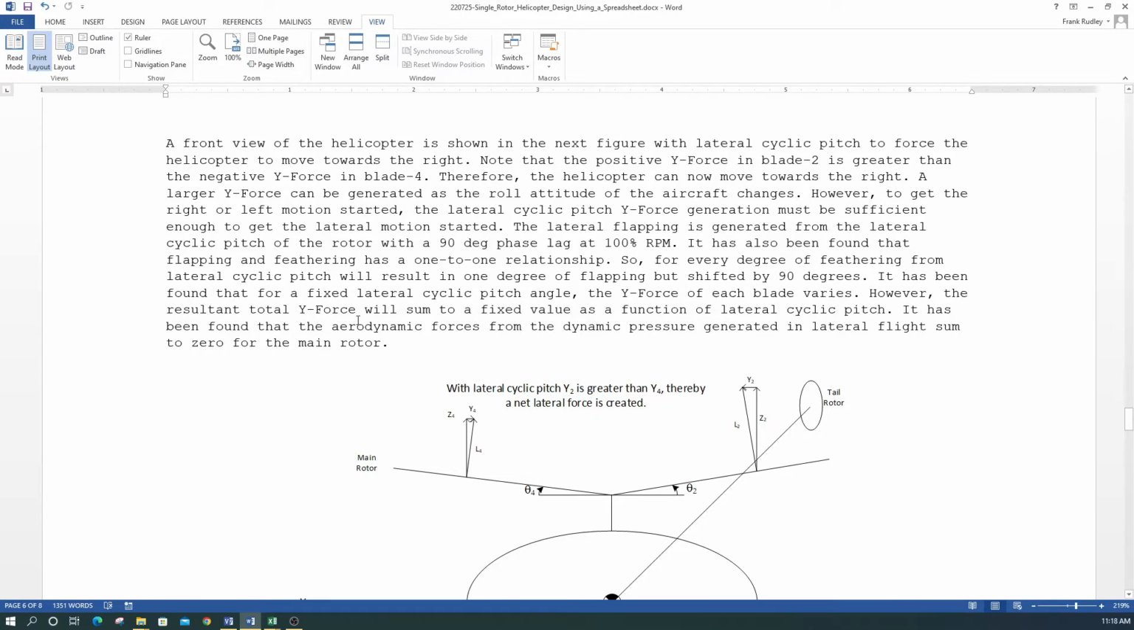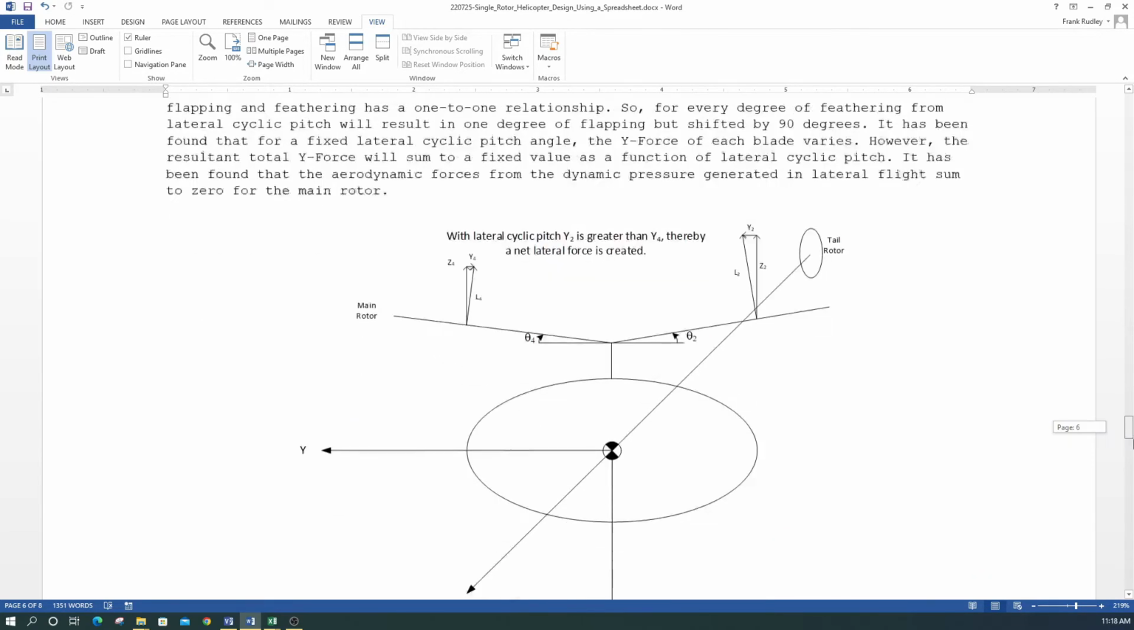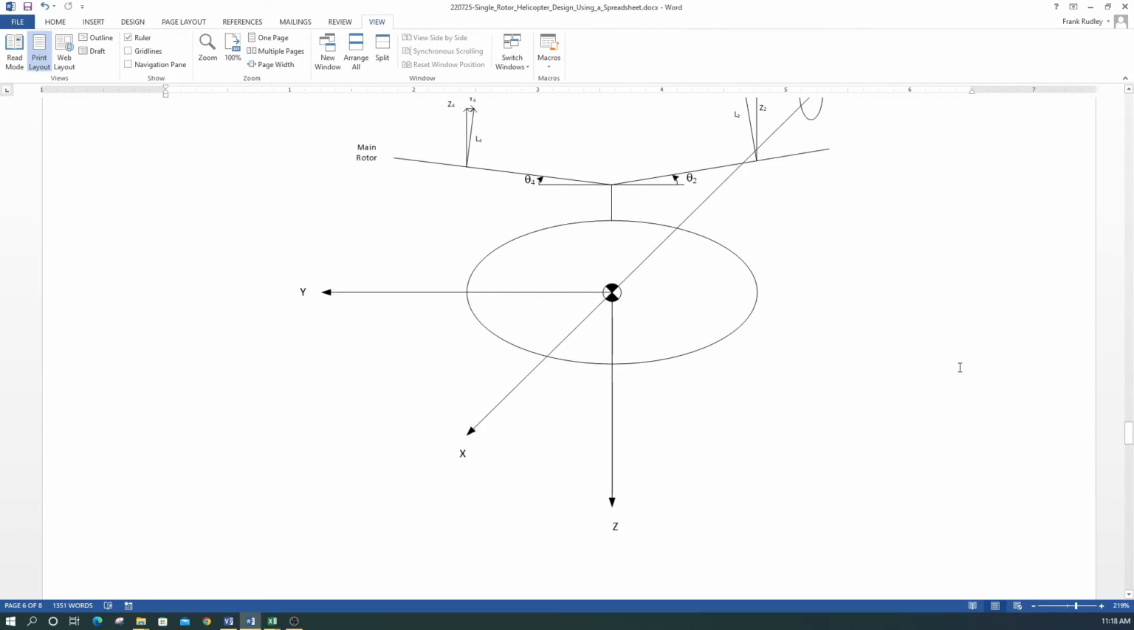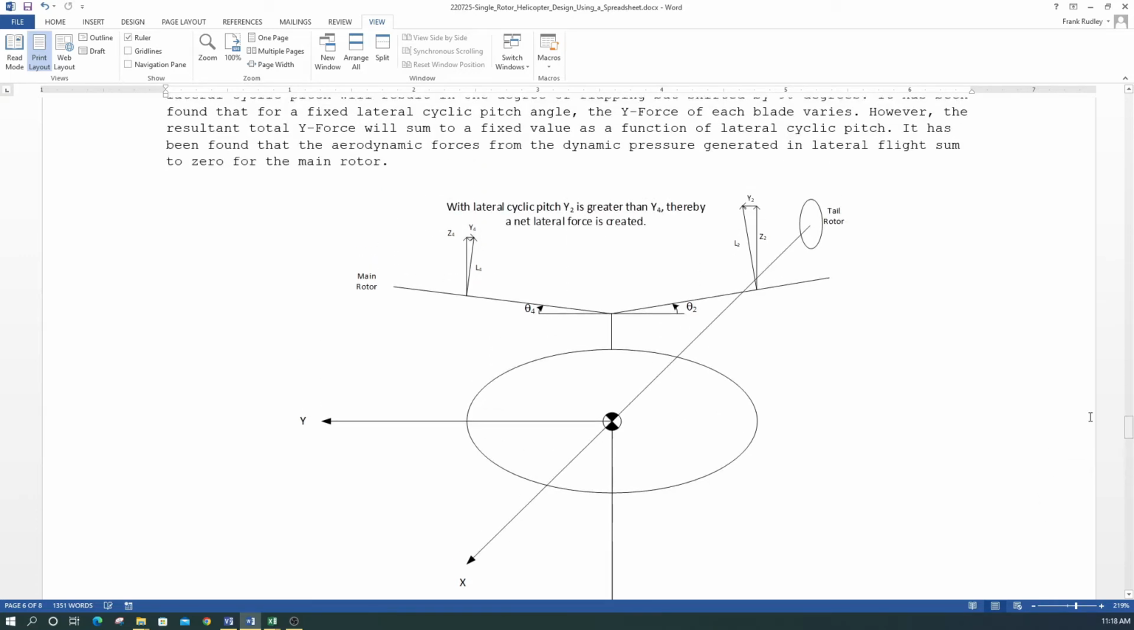It has been found that the aerodynamic forces from dynamic pressure generated in lateral flight sum to 0 for the main rotor. So just like the longitudinal system, if you get lateral velocity, either left or right, it doesn't impact the drag of the main rotor. At least the basic theory says that. Maybe more detailed theory, due to all kinds of turbulence in the flow, and if you get negative dynamic pressure, things like that happen, and you could stall. At certain points the blade stalls out.